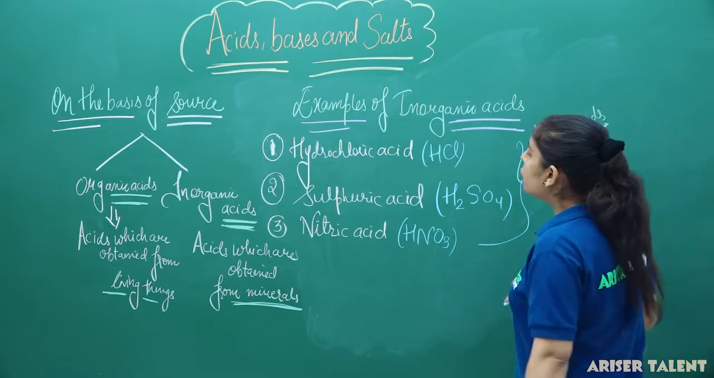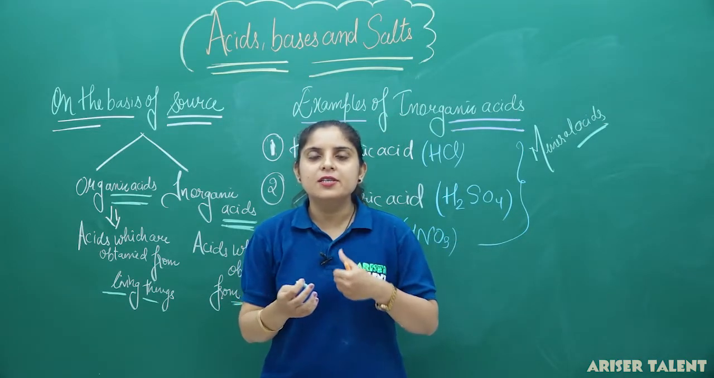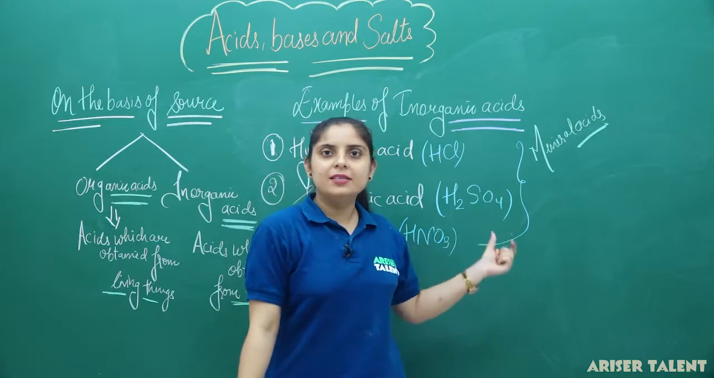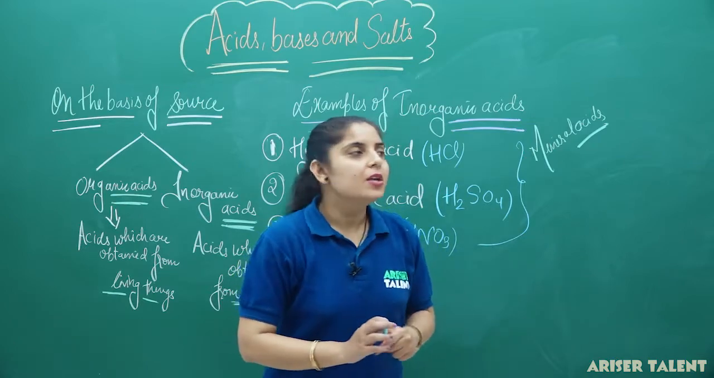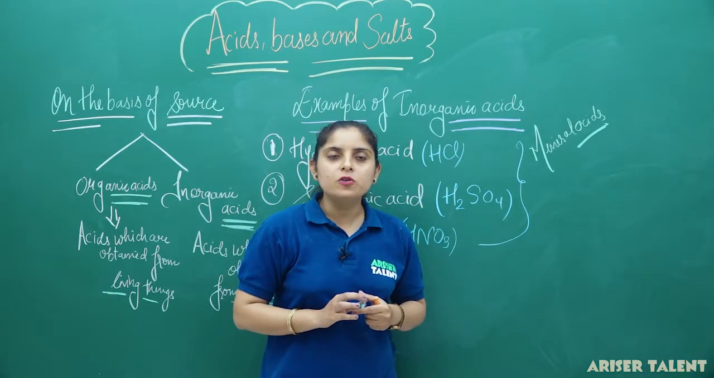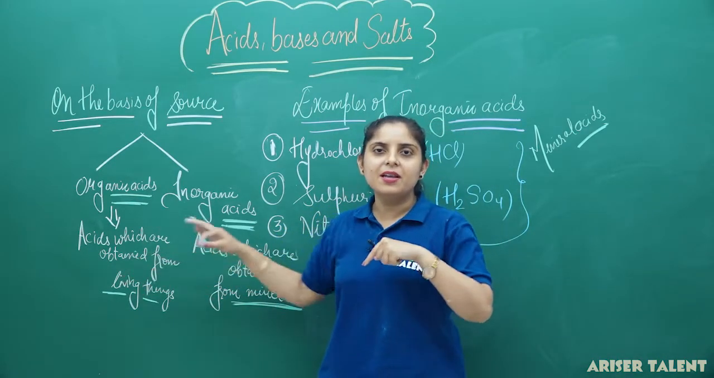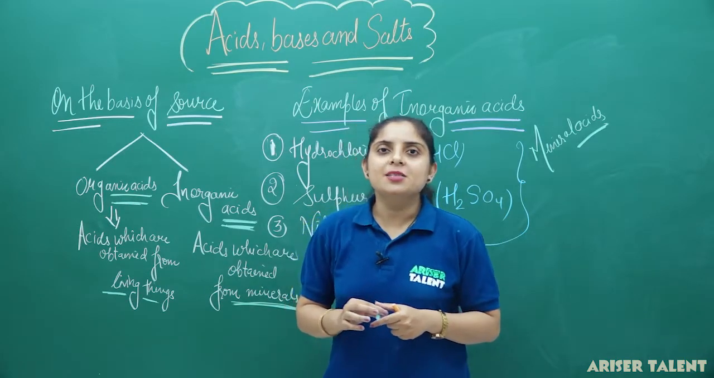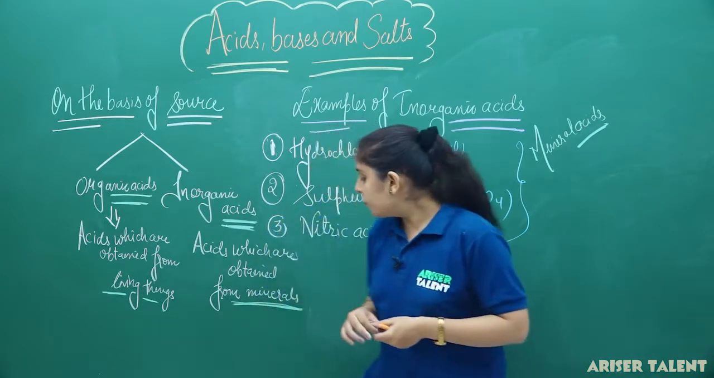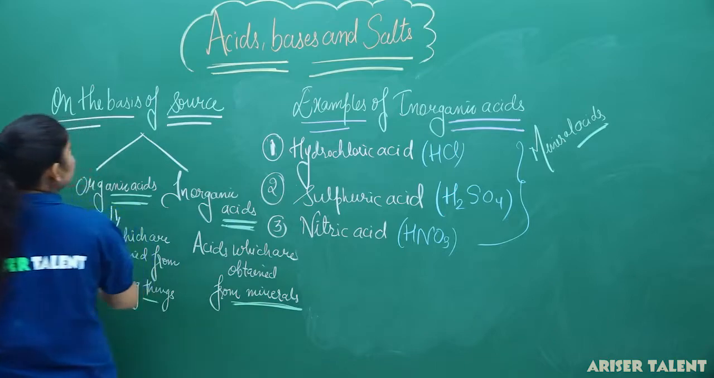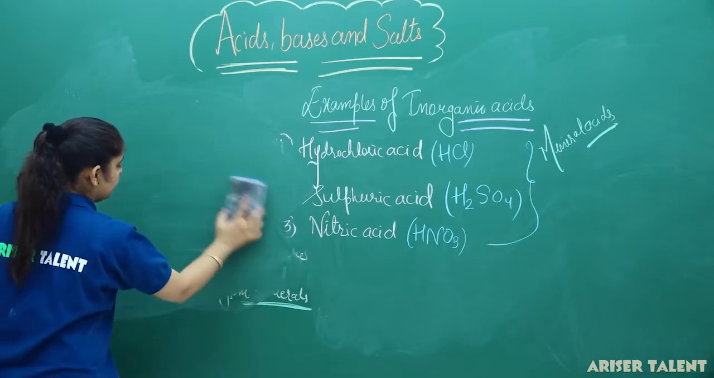Clear? Now the question can be asked in this form: write the examples of mineral acid. So if the question is asked what are mineral acids, you have to write these 3 examples. Mineral acids are nothing but a kind of inorganic acids. Clear? So this is the classification on the basis of source. You have seen that on the basis of source you have the 2 classifications, organic and inorganic. Now moving to our next part, the classification will be on the basis of basicity. Clear? So we are moving ahead with our second classification, that is on the basis of basicity.